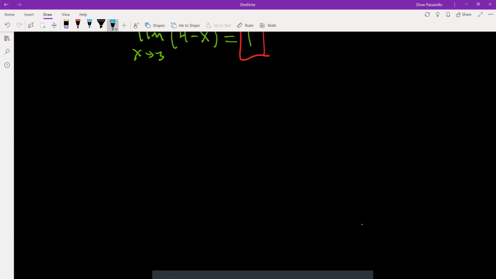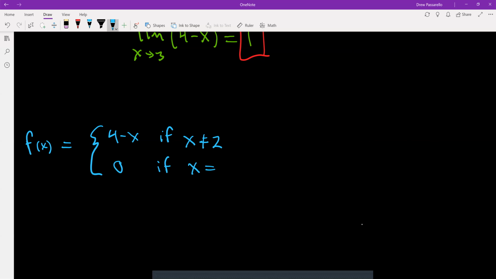All right, say I give you the function f of x equal to, and it's broken into the following. 4 minus x if x is not equal to 2, and then equal to 0 if x is equal to 2. And I'm going to find the limit as x goes to 2.